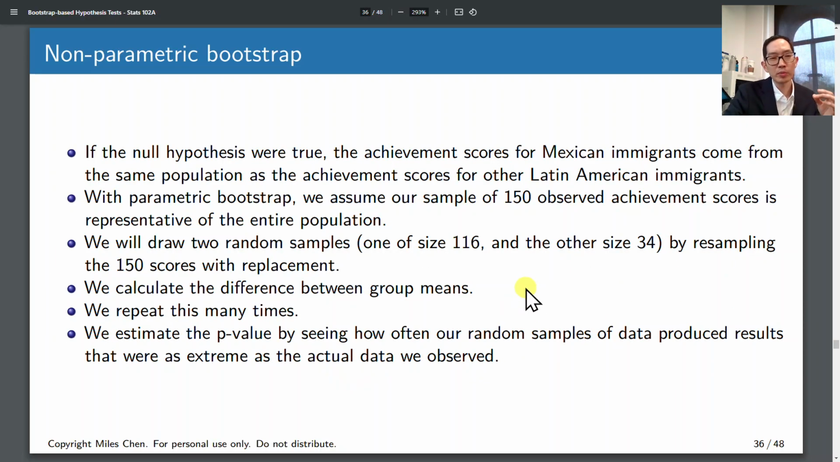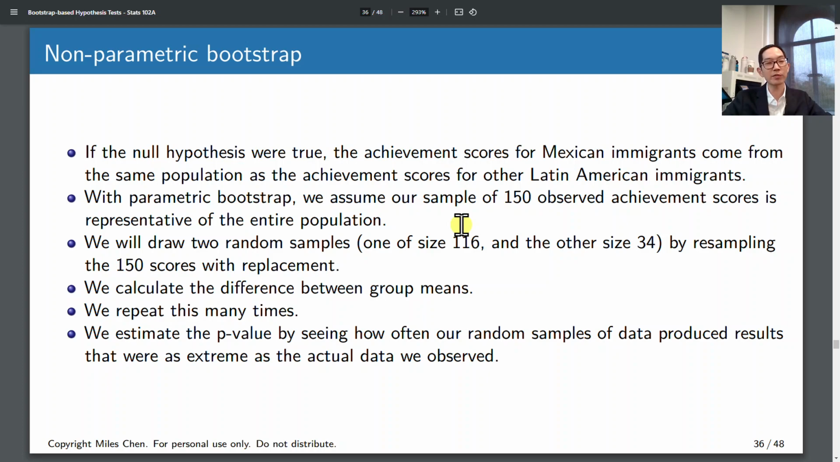So what we're going to do to simulate our samples is just pool all 150 values together. I don't separate the 116 values from Mexico and the 34 values from other Latin American countries. I don't keep them separate. I just pool them all together into one group of 150, because that's what we would have if the null hypothesis were true, and that's what we're trying to simulate. We're trying to simulate what we could get if the null hypothesis were true.